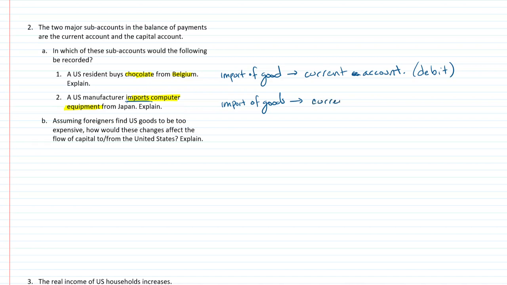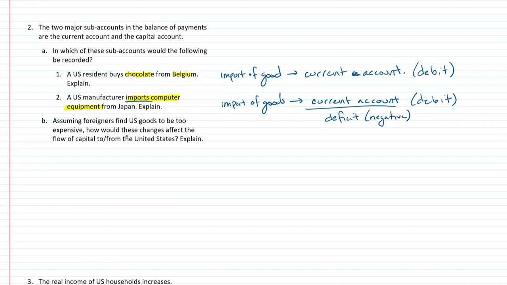So import of a good is again on the current account because the current account includes net exports. And again, the United States is doing the importing. So for the United States, that is a debit on the current account. Second problem brings us to the relationship between current and capital again. We have two debits, so the current account is going into a deficit, or the current account is going to be negative.